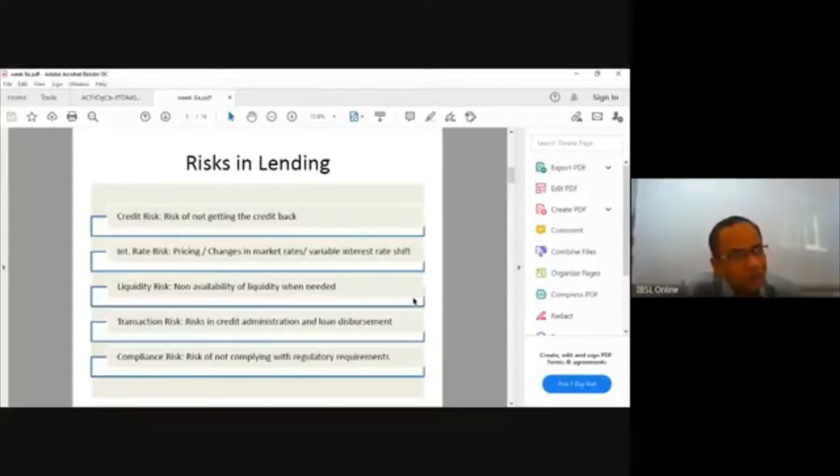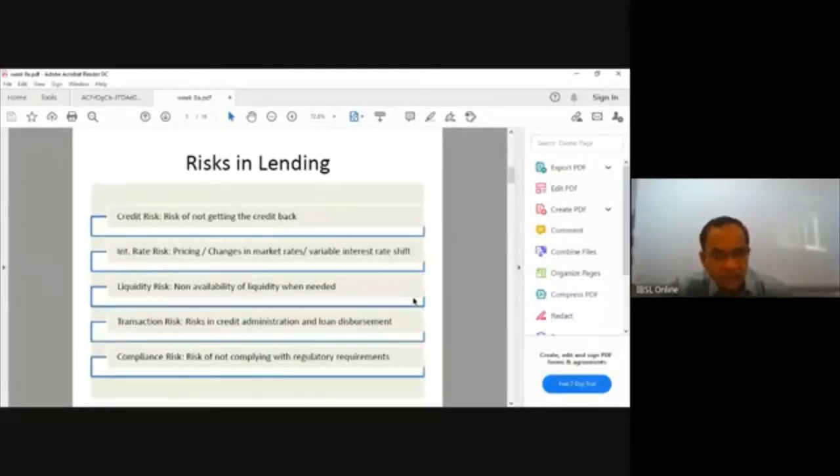If those measures are not properly maintained, and the bank is not run in a prudential way, then you face liquidity risk. Non-availability of liquidity at the time when it is required is a bigger concern for financial institutions, which may pull them into major problems like what I was describing.